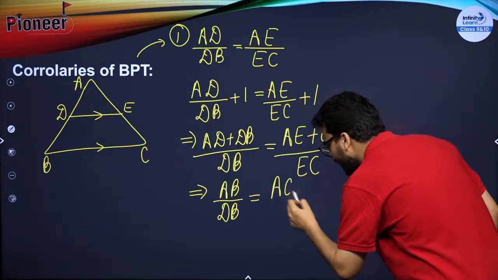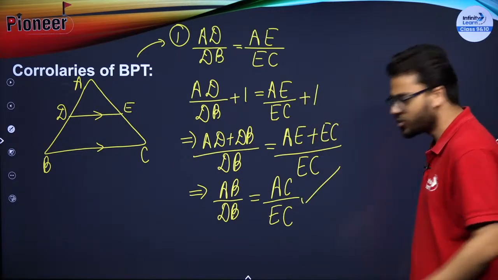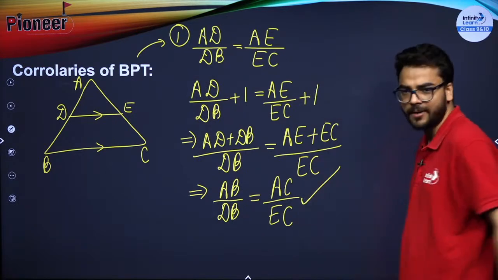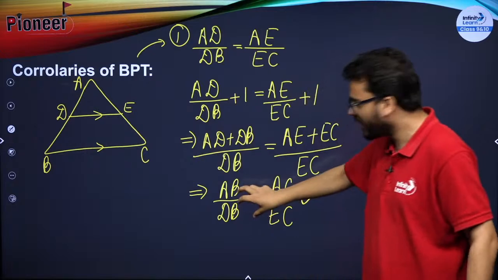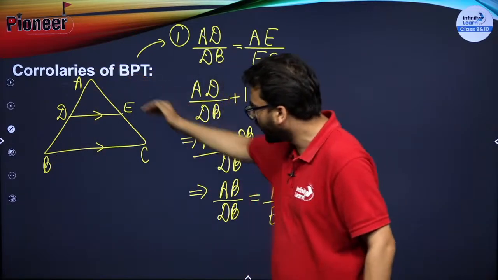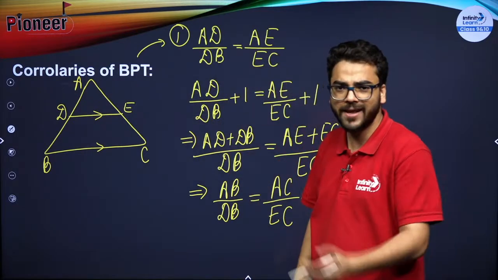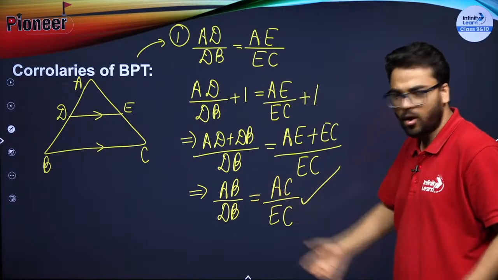So AC by EC. You see, this is a corollary of the basic proportionality theorem which you can remember directly. If you have been given that DE is parallel to BC, you can directly say that AB by DB is also equal to AC by EC. So this is a corollary of the basic proportionality theorem, or you can take its opposite as well.